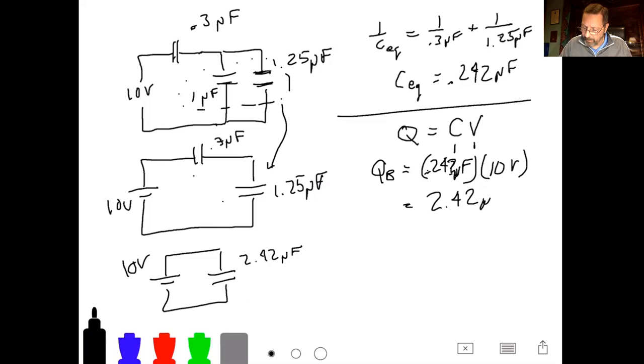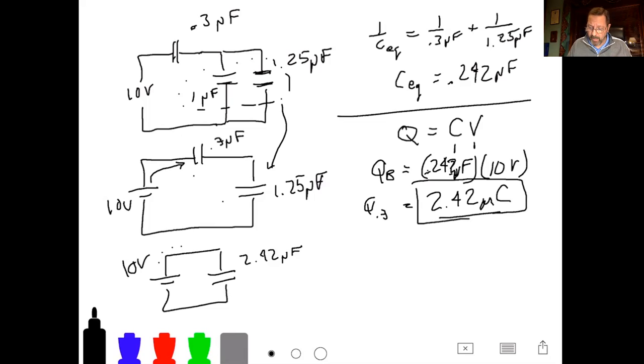And let's see, a farad times a volt is a coulomb. That micro, the 10 to the minus 6, just stays. So it looks to me like leaving the battery here is 2.42 microcoulombs. And where does it go? Well, come back over here. Leaving the battery is the 2.42 microcoulombs. It has to go to the 0.3 microfarad capacitor. So that must also, in addition to being the charge leaving the battery, be the charge on the 0.3 microfarad capacitor. I'm going to call it Q.3 for lack of a better name.